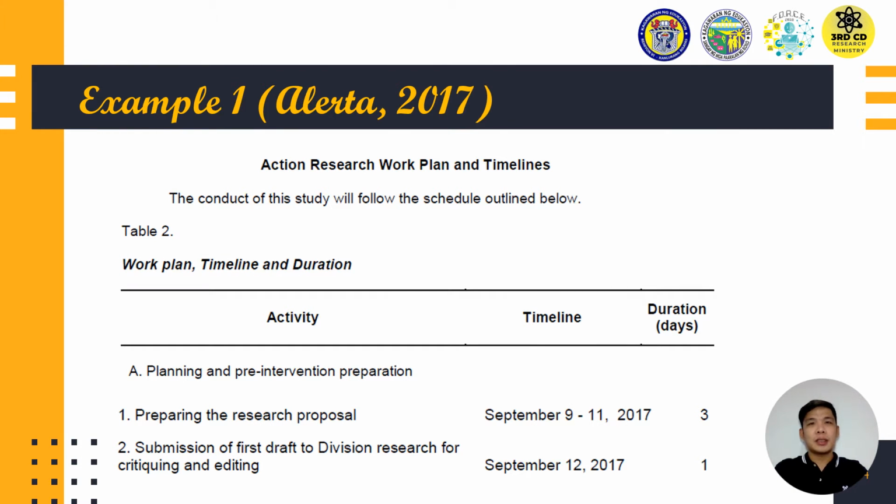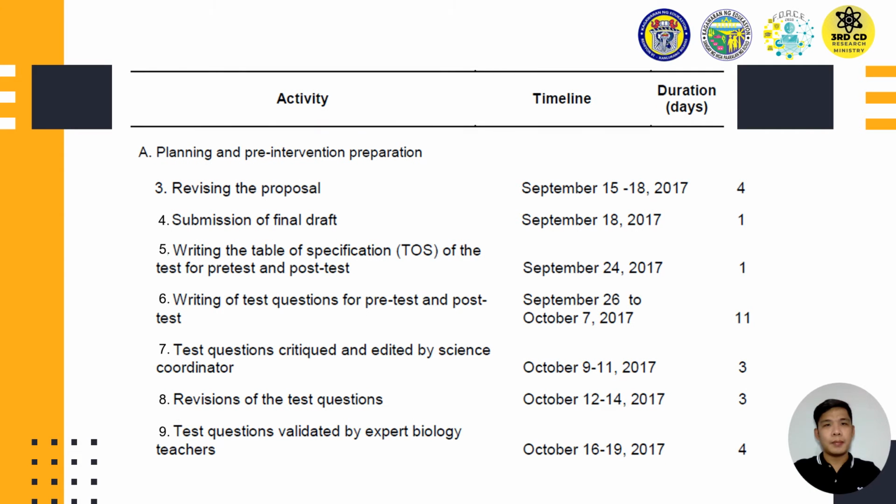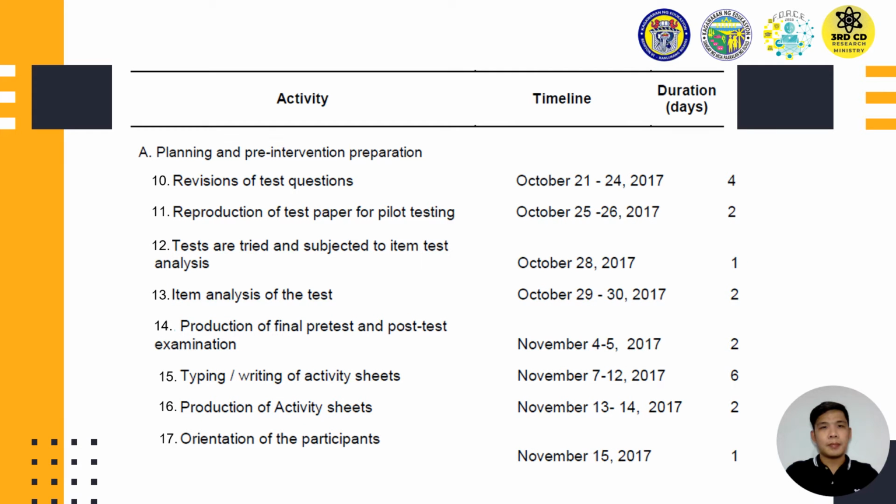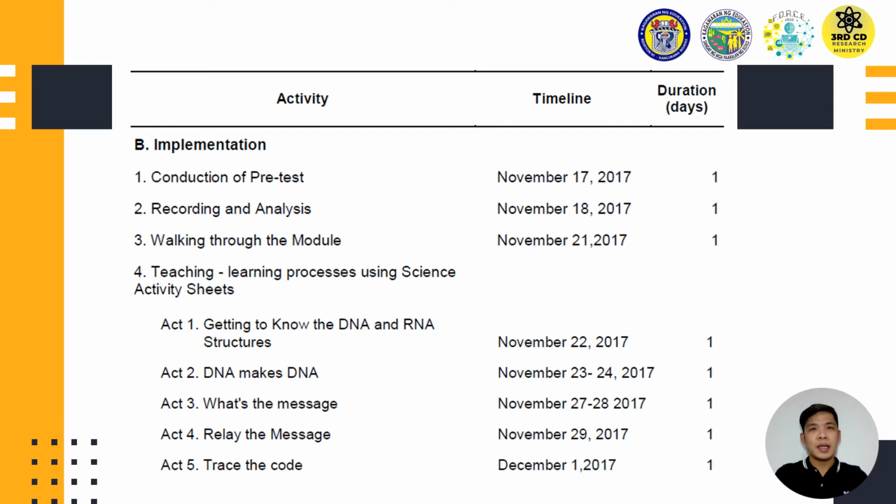Let's take a look at the action research of Alerta 2017. Note that under the activity column, all possible activities are listed down with corresponding timeline and duration. Same so under implementation and dissemination stages.